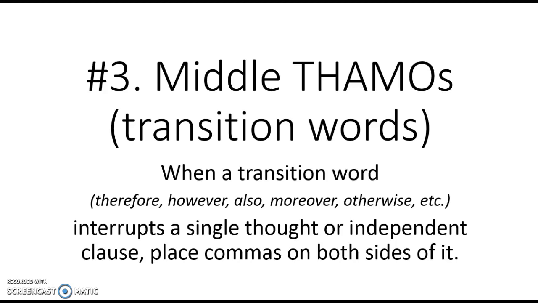Our third comma rule is also with themos, or those same transition words, but it's about when they occur in the middle of a sentence. So when a transition word, like the ones we've talked about, interrupts a single thought or independent clause, you place commas on both sides of it. Okay? And that's your rule you can write down.